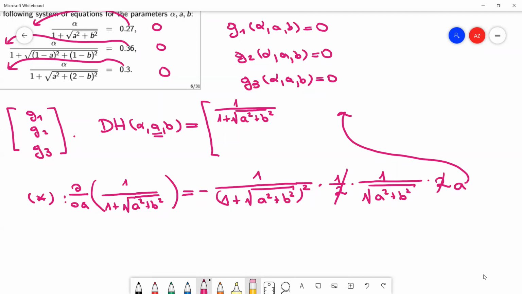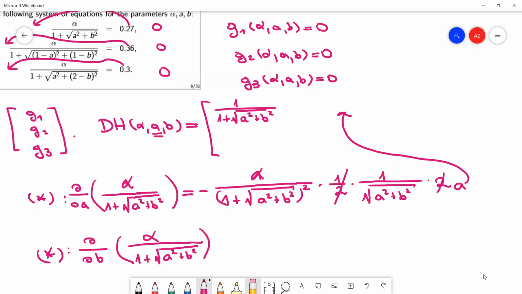And very similarly, in the third column, the derivative with respect to b of this same function. I had here alpha, also alpha. So 1 plus the square root of a squared plus b squared. This is symmetric in a and b, so it will be completely the same, only that instead of a, we'll have b.